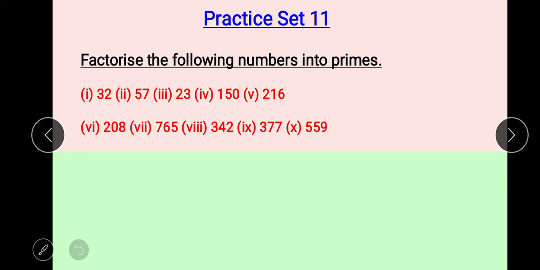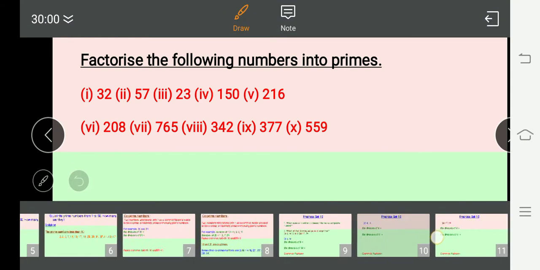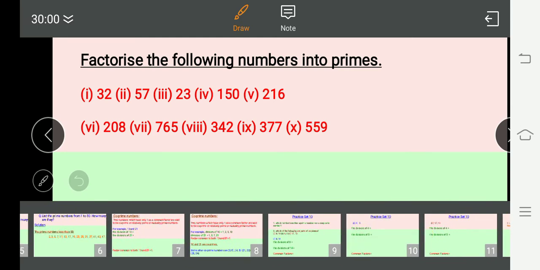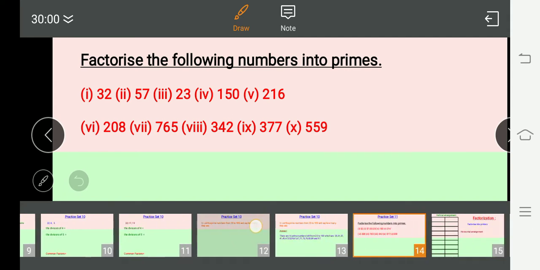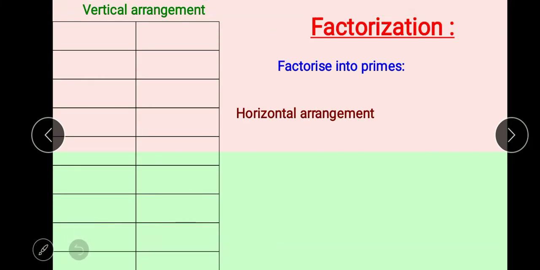Here in practice set 11, when you see the first question, we have to factorize 32. We have to factorize the number 32. So let us factorize 32, students. Here I'll teach you how to factorize the number 32. When we factorize 32, we'll make a vertical arrangement as shown in this slide, students. I'll write 32 like this.